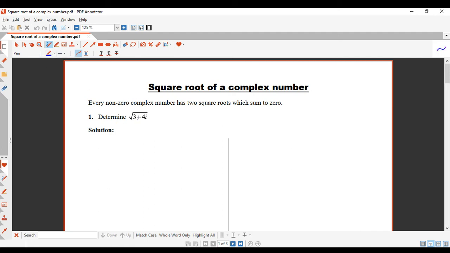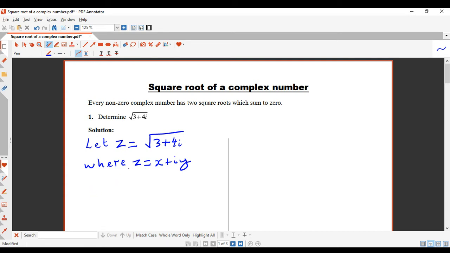We've got to determine the square root of 3 plus 4i. So the first step we're going to do is let z equal the square root of 3 plus 4i, where z is equal to, let's say, x plus iy. So z is some complex number, and we've got to find all of the complex numbers which satisfy this equation.